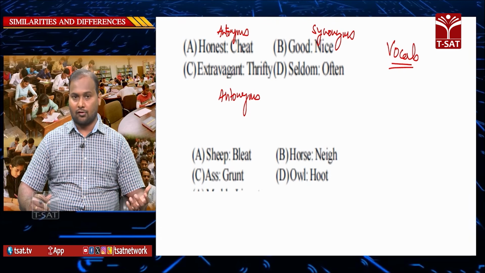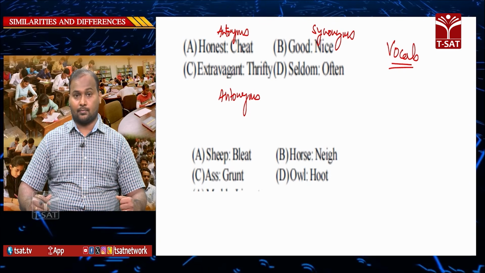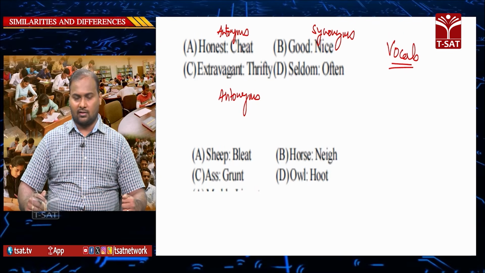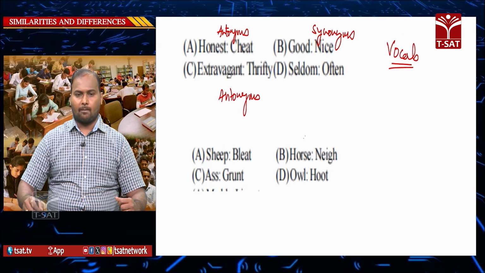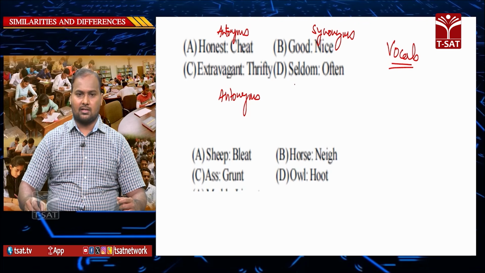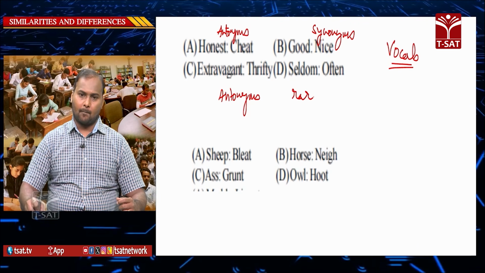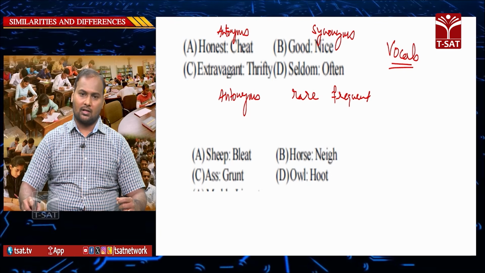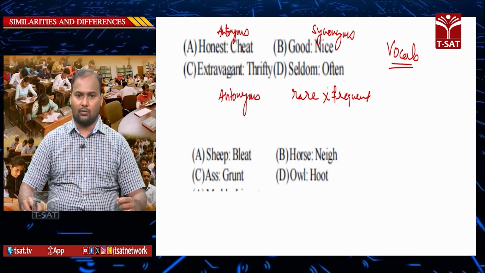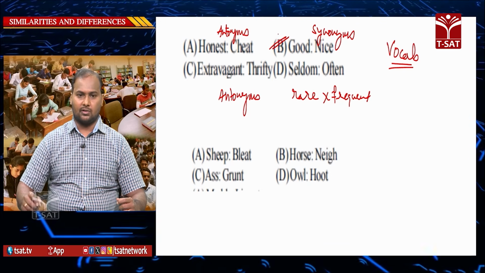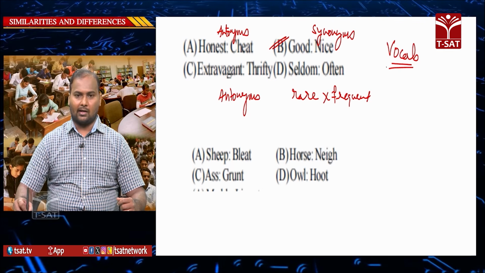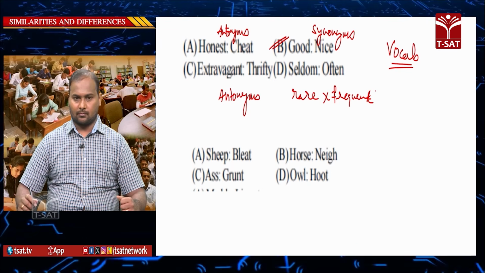Extravagant, he will spend a lot of money. We call it a spendthrift. In the same way, thrifty means an extreme miser. Both are antonyms. In the same way, seldom, often. Seldom means rare and often means frequent. Now how are they related again? They are also opposite words, antonyms. So what is the answer? Option B is the answer, because except B, the remaining three are antonyms, that is, opposite words.